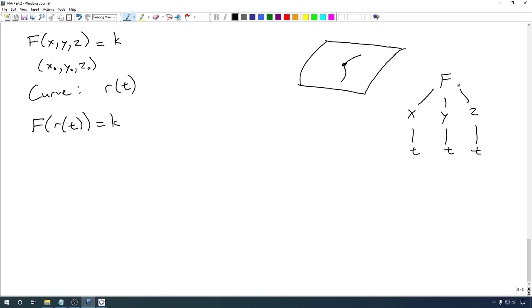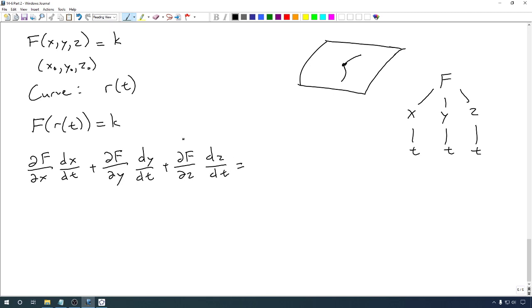So if we differentiate this with respect to t using our chain rule, just looking at all the different ways of getting to t, we have the derivative of f with respect to x times the derivative of x with respect to t. We have the derivative of f with respect to y times the derivative of y with respect to t. And the derivative of f with respect to z times the derivative of z with respect to t. And then, of course, on this side, if we differentiate k, k is a constant, so we get a 0. But really, what do we have here?